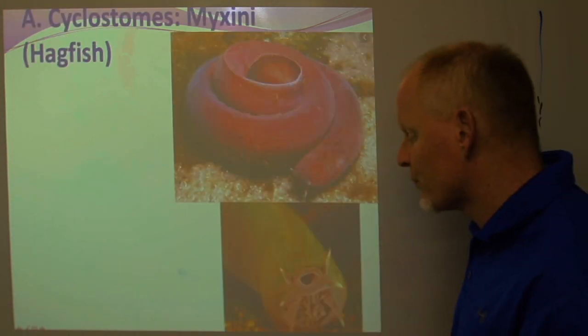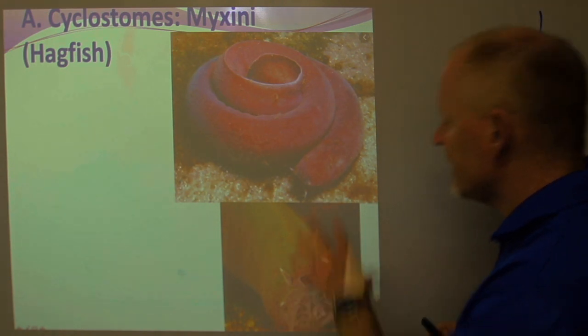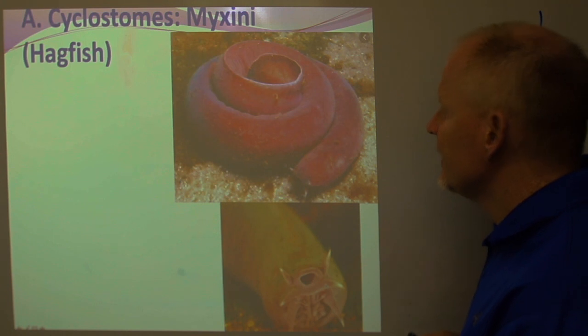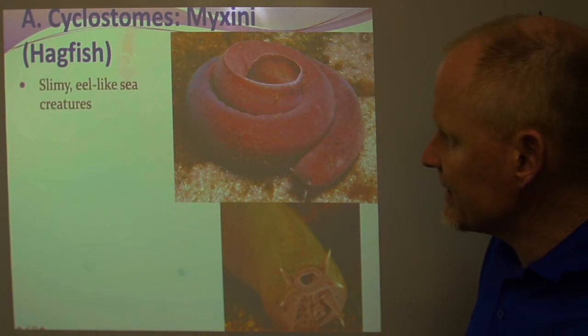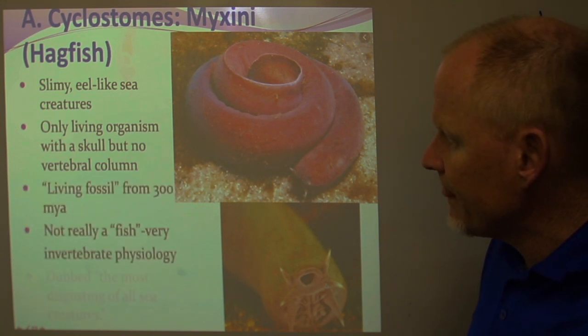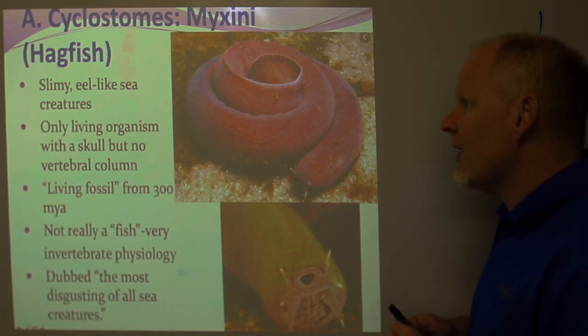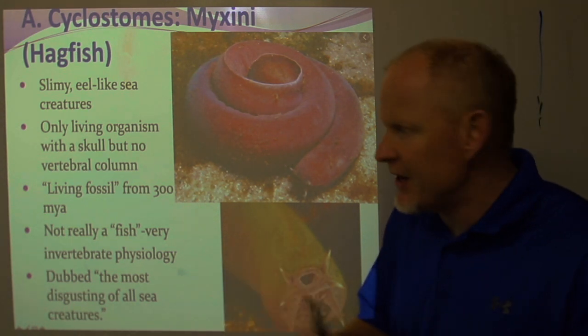So let's take both groups of cyclostomes. The first one's Myxininae. These are the hagfish. Here are a couple images of hagfish. You can see it's a very eel-like animal. Here are some of the characteristics of our typical hagfish. So these guys are eel-like, and we call them fish even though they're not what we call true fish.